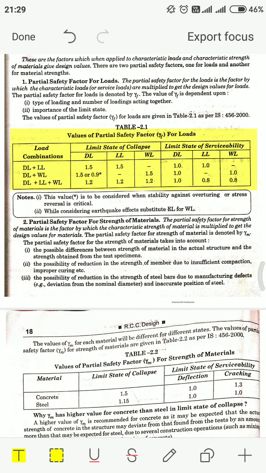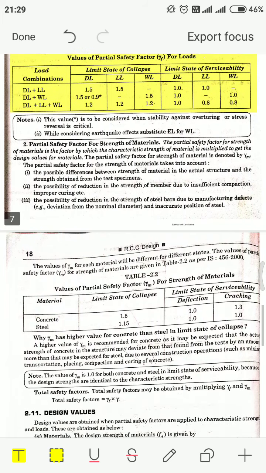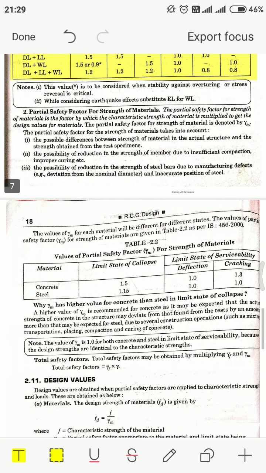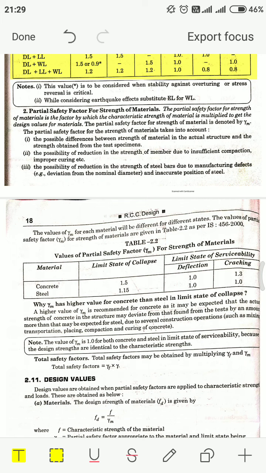And the next one is the partial safety factor for the strength of the material. The partial safety factor for the strength of the material is the factor by which the characteristic strength of the material is multiplied to get the design value of the material. It is denoted by gamma m.